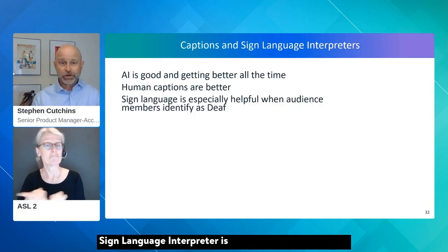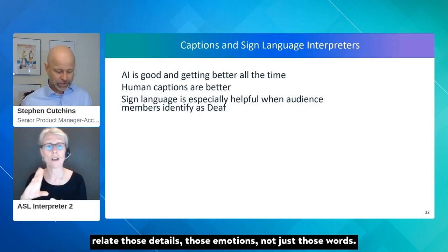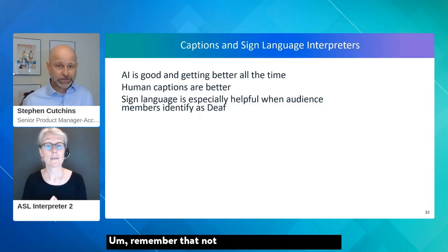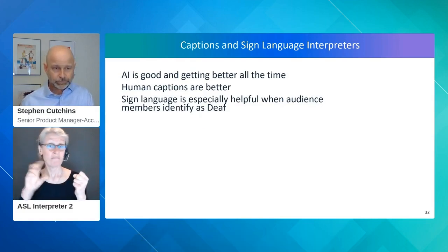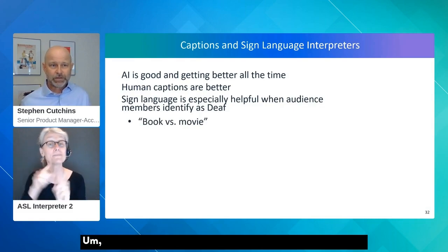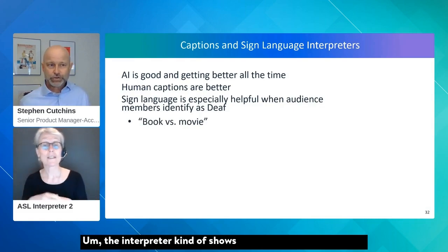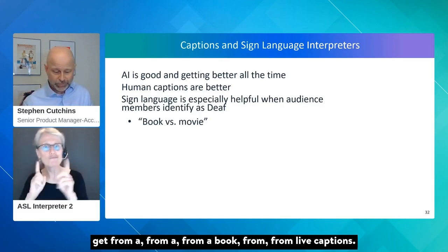Sign language interpreter is the ultimate because they relate those details, those emotions, not just those words. Remember that not all deaf people, though, know sign language, so you also should have captions. Again, go back to that book versus a movie thing. The interpreter shows emotions that you just can't get from a book or from live captions.